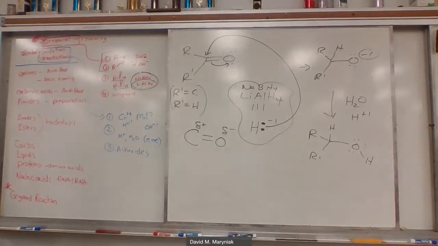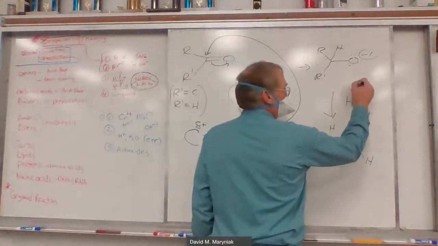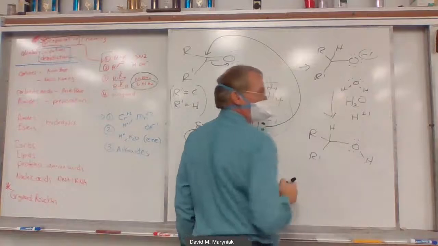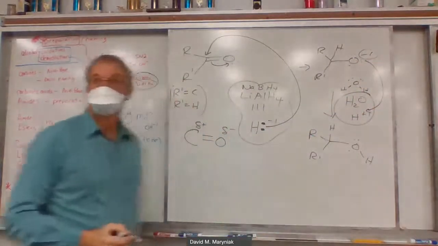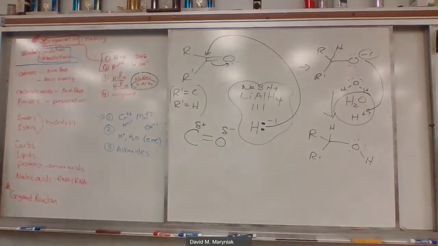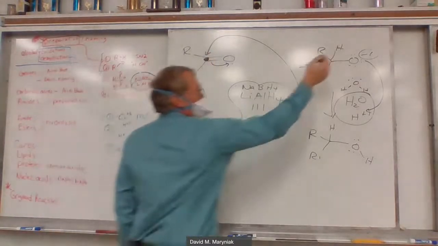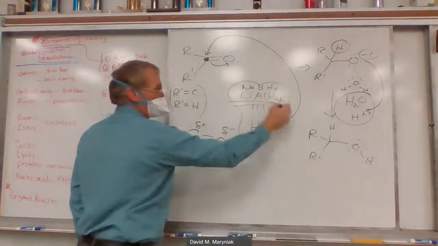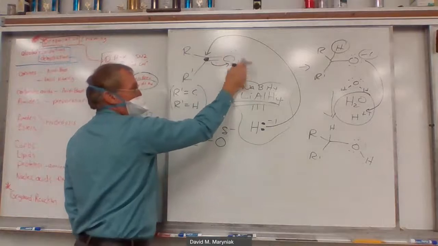If I ask you to do the mechanism, would you bother to take the water, draw its structure, grab the H, make hydroxide? Or if you have both of those, would you just grab a proton? So overall, what does a reduction add to the C? Where did the H come from? These hydride reagents. So you'd also add H to the O.